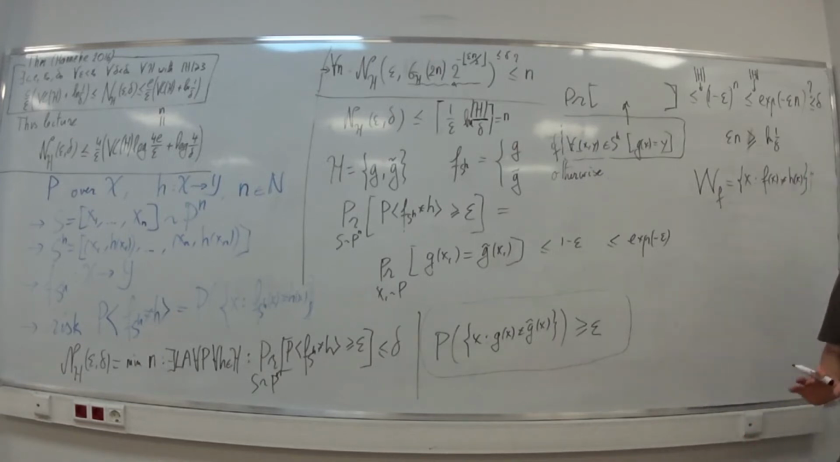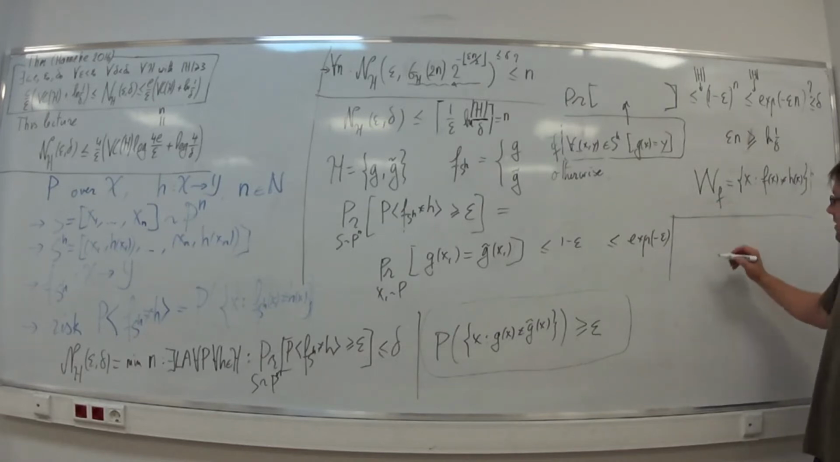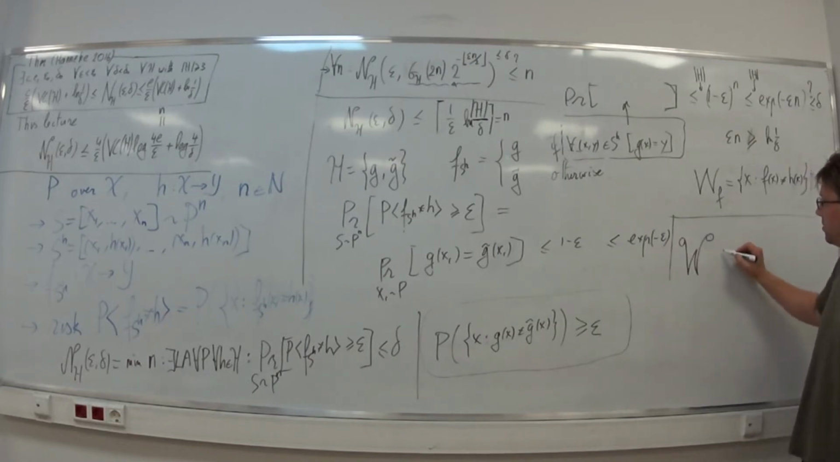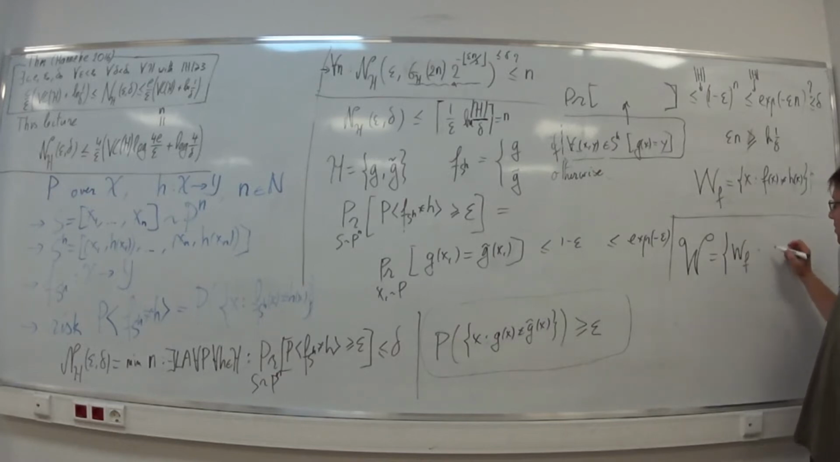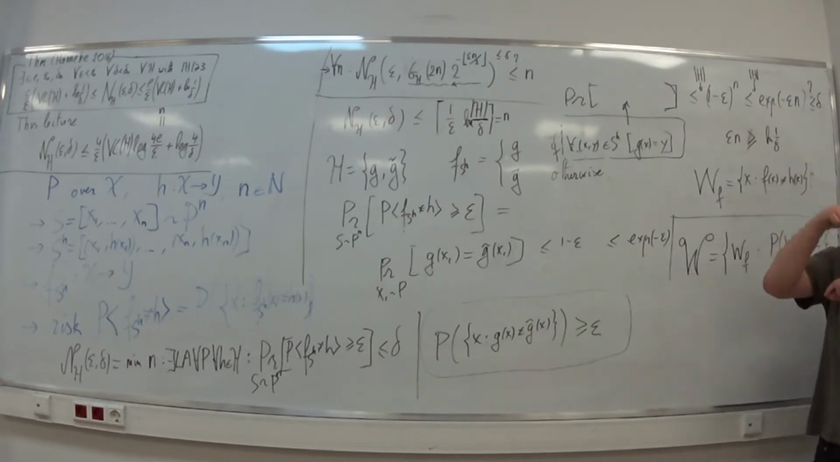Okay, so it seems clear. It's easy for most. Okay, then we are finished. And so what is important for us? Let us define the class. I will use curly W. It's just all the sets W_f for which the risk is at least epsilon. So for every set in this class W, our training set needs to hit such a point.